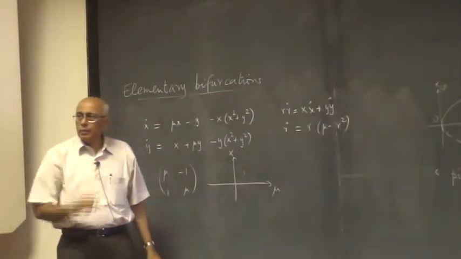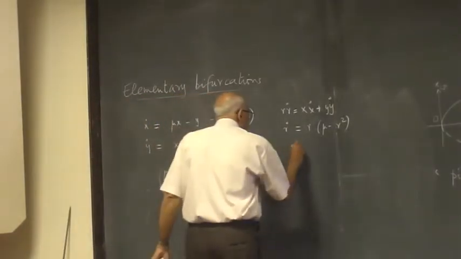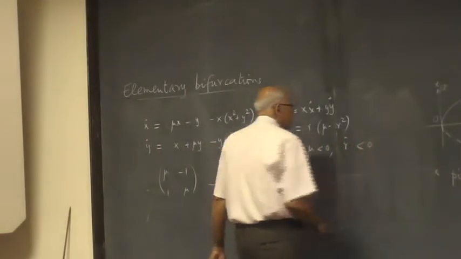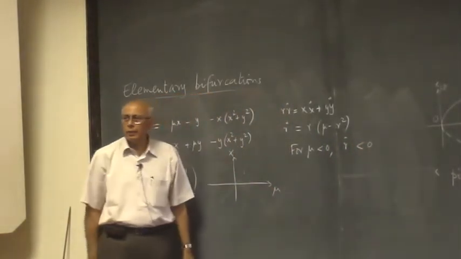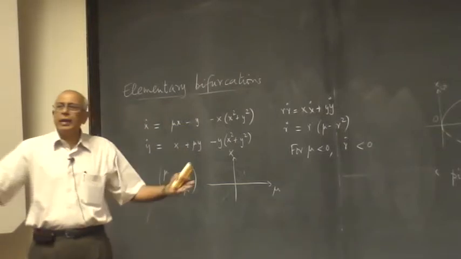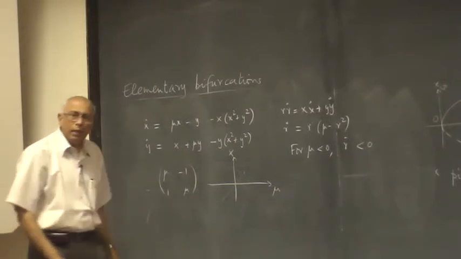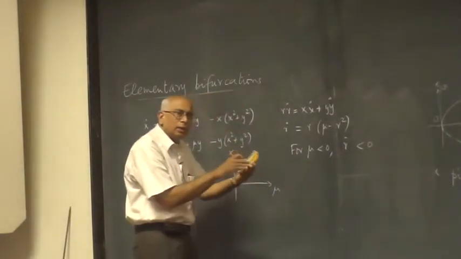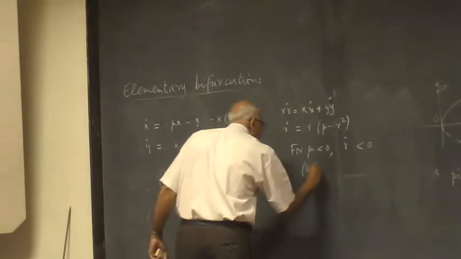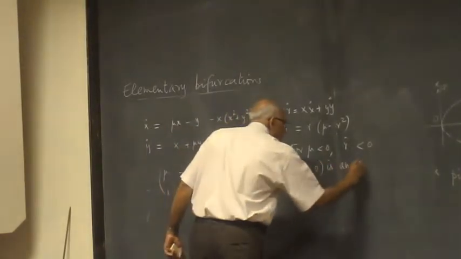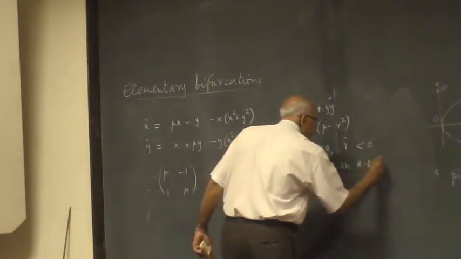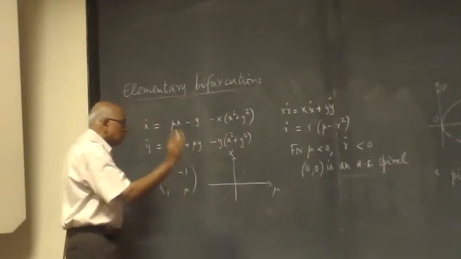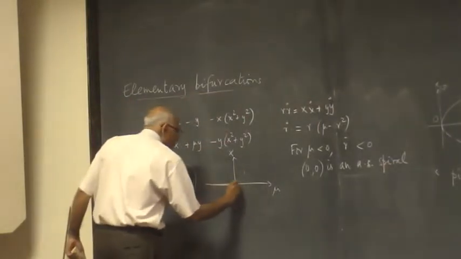Now for mu less than 0, it's clear that r dot is always negative. So wherever you are in the plane, the radial variable is going to go towards the origin. And indeed we know that r equal to 0, namely the origin x, y equal to 0, 0, is an asymptotically stable spiral. Wherever you are, everything falls into x equal to 0, y equal to 0.